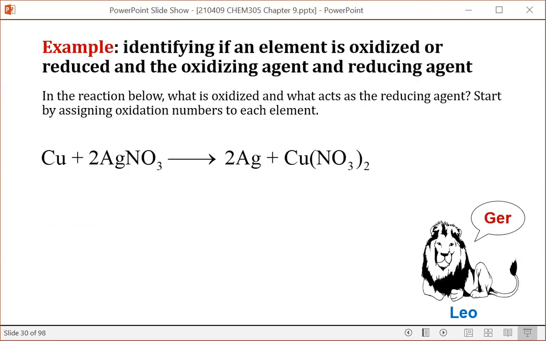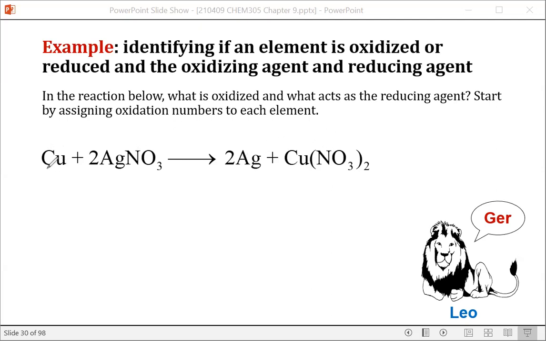So let's do some practice. Let's identify if an element is oxidized or reduced, and then let's identify the oxidizing agent and the reducing agent in this reaction. So the first thing we have to do is assign oxidation numbers to every element in the reaction to determine whether or not this is a redox reaction to begin with. You can test yourself too and see if you can identify what type of reaction this is. So we have copper reacting with silver nitrate to make silver and copper nitrate.